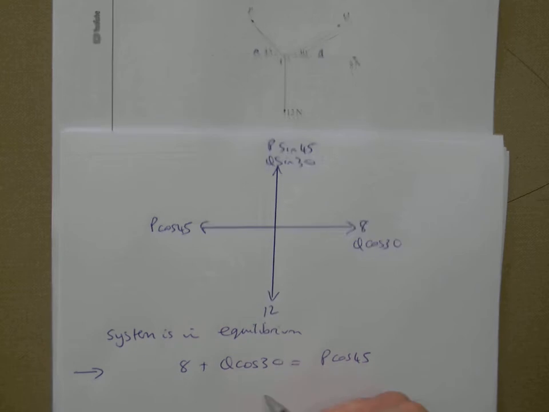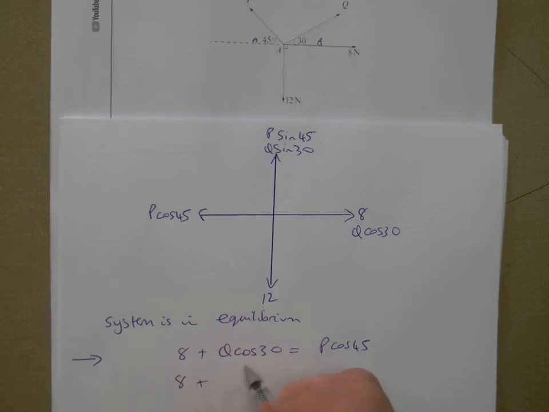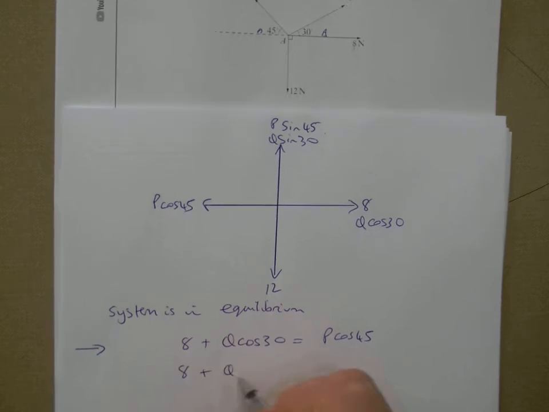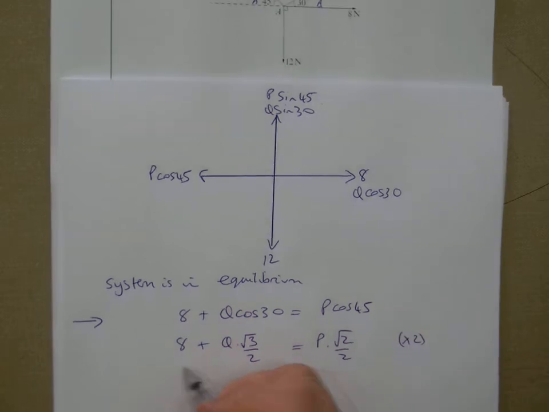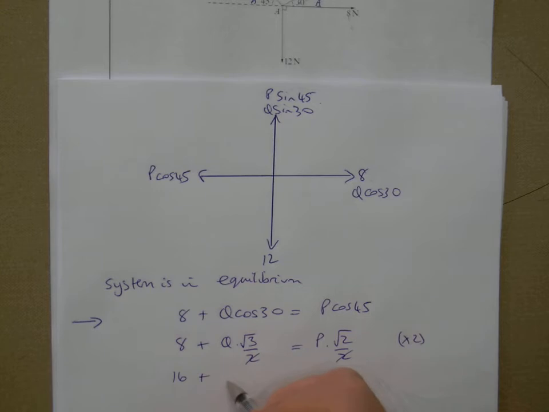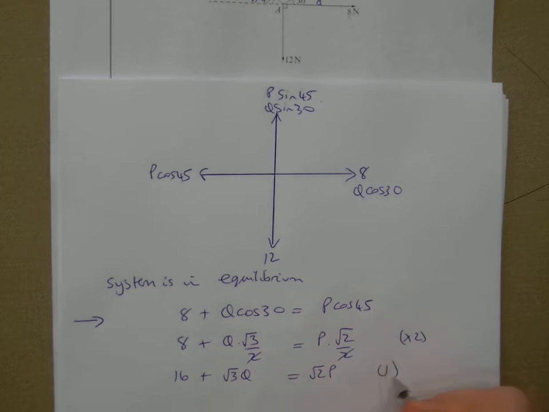They're balancing out there. What I do then is work this out. We know cos 30 is root 3 over 2, and we know cos 45 is root 2 over 2, so that's quite nice. We could tidy that up if I times through by 2, that becomes 16. Now, the good thing is they cancel, so I'll get root 3Q equals root 2P. That's quite nice there, equation 1.